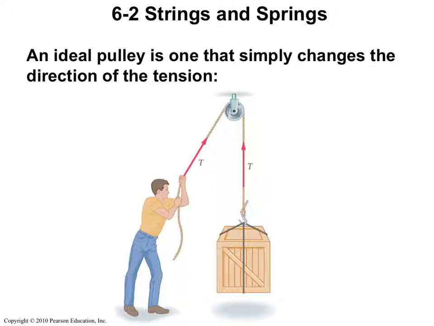Another thing that we're going to be looking at and using a lot is a pulley. A pulley is going to change the direction of tension. For instance, this man right here is starting to move this box. Pulleys are simple machines that help us easily move things. So the tension is starting to go up because that's the way of the movement.